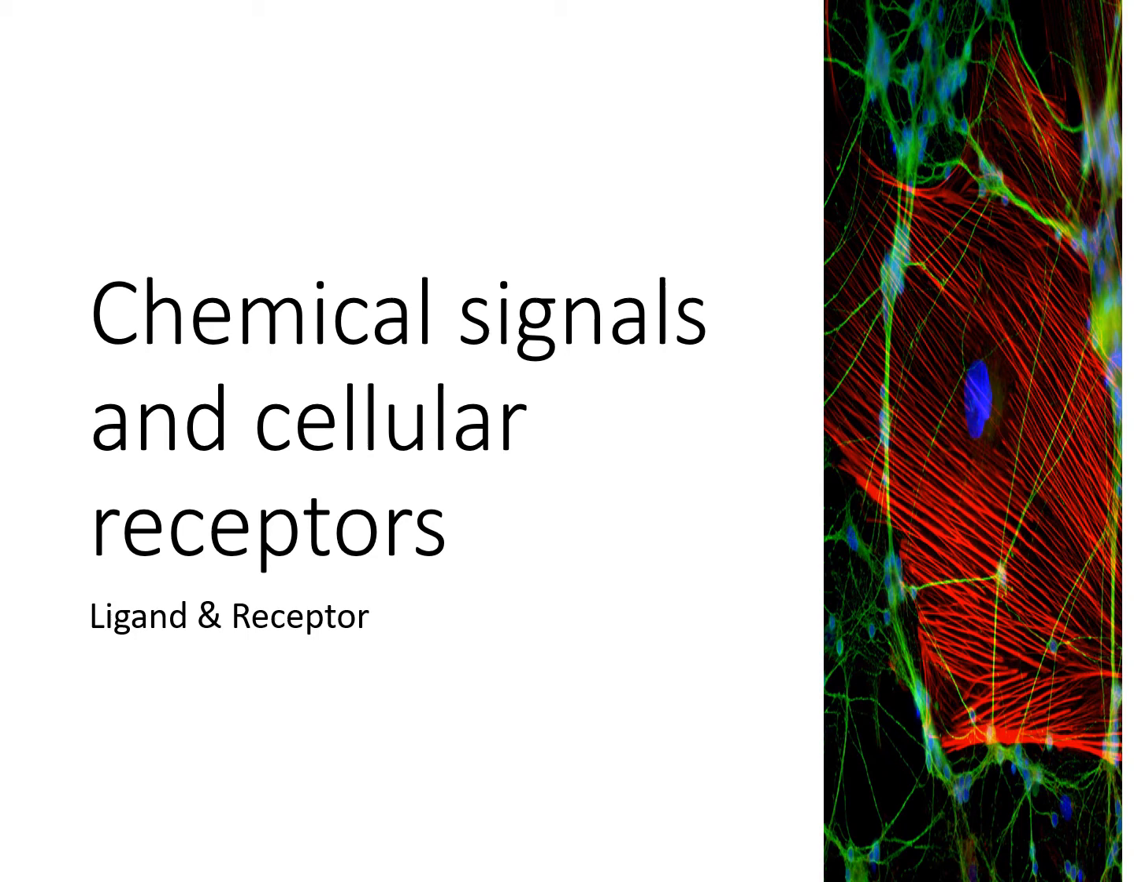The next section is about chemical signals and cellular receptors. All right, in this section, you will learn about the ligand and receptor involved in this signal transduction mechanism. So the basic things that you must understand are, first, what are the chemical signals that can trigger the signal transduction, and what are the cellular receptors available on the surface of cells that can actually lead to the transduction of signal by the secondary messenger.